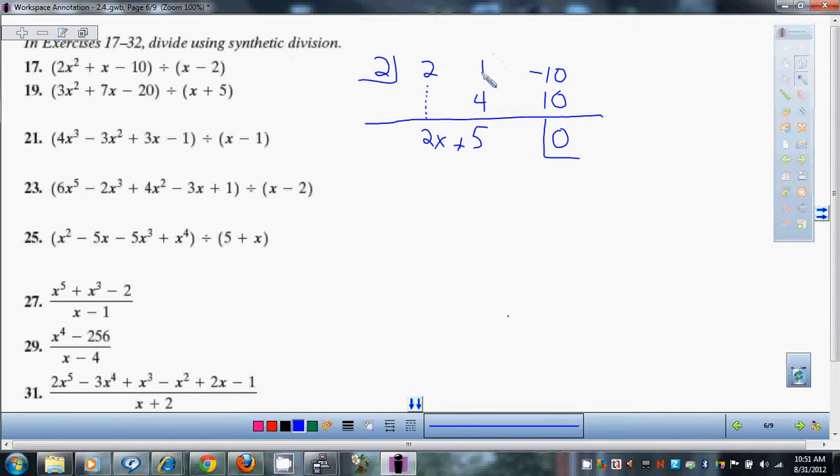Yeah, you just add anything in that column. Negative 10 plus 10. So, again, what have you just done? By dividing, you have factored number 17 into x minus 2 times 2x plus 5. You've just factored that by dividing. And that would have been a tough factor otherwise.